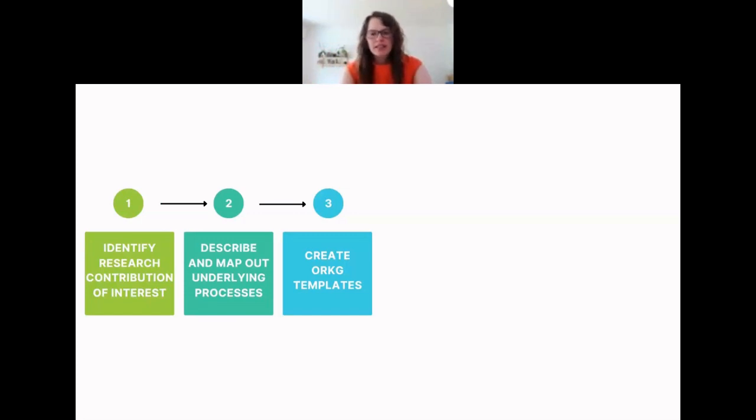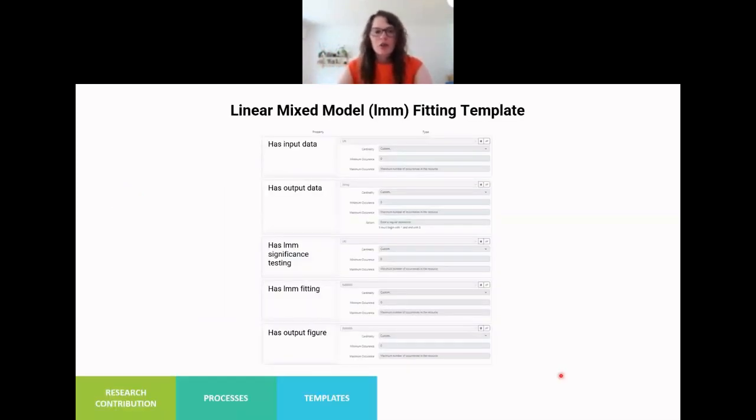And you can think of templates as a kind of fill-in-the-blank form. So here is an abridged example of a template that we use to describe the linear mixed model fitting process in Ricardo's paper. So we wanted to capture and structure information about the input data that went into the model, so the raw data that he collected in the field. We also wanted to structure and describe the model output data. There was significance testing that produced quantitative values that we wanted to capture. And we also wanted to describe the process of model fitting and really make explicit the different components of this linear mixed model. And then, of course, there was also an output figure to be captured as well.